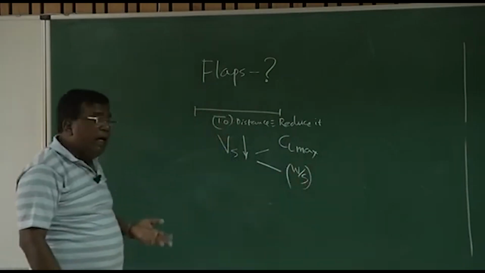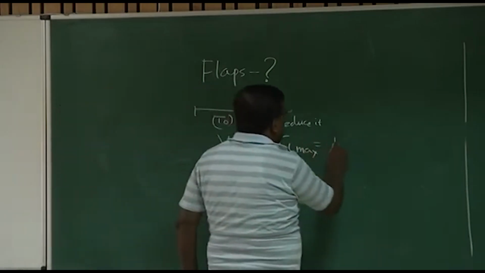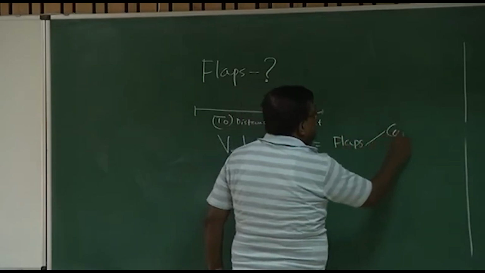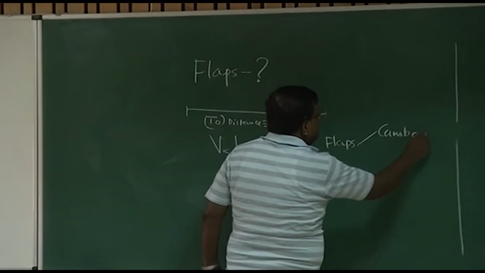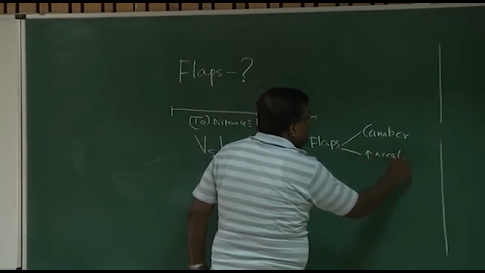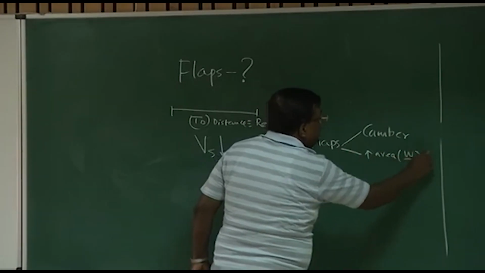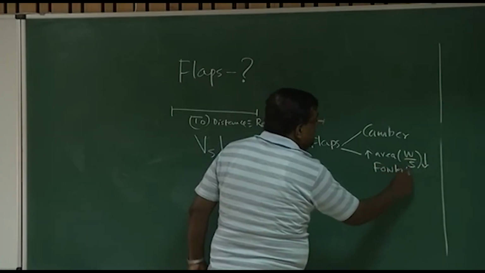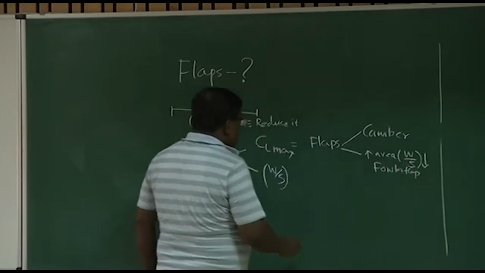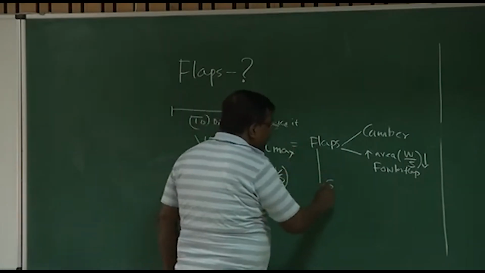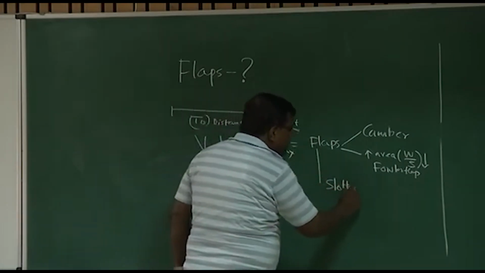How to increase CLmax? There come the flaps. And what is the concept behind it? Change the camber or increase area so that W by S decreases. It's typically the Fowler flap. And in flaps, you have also seen the slotted flap.